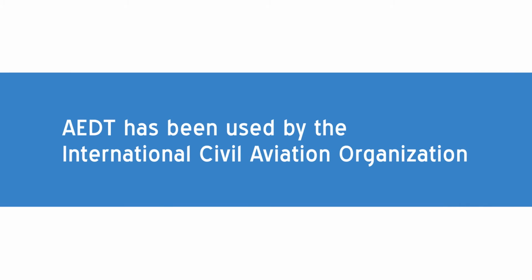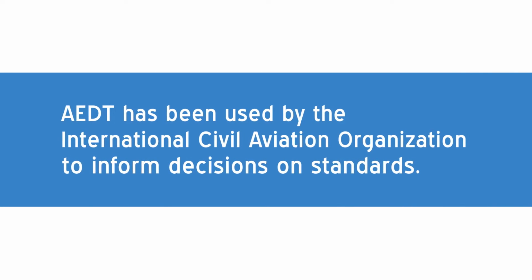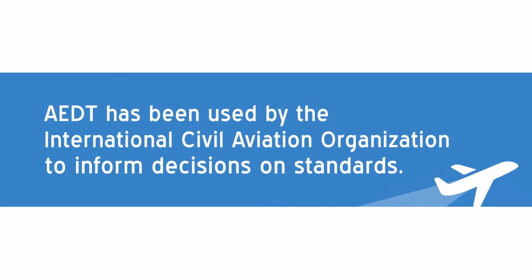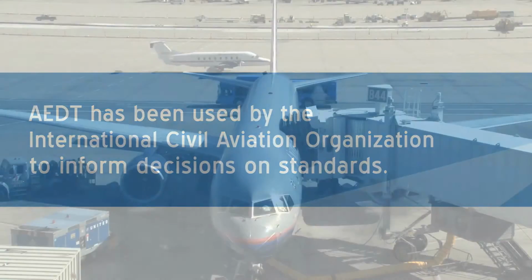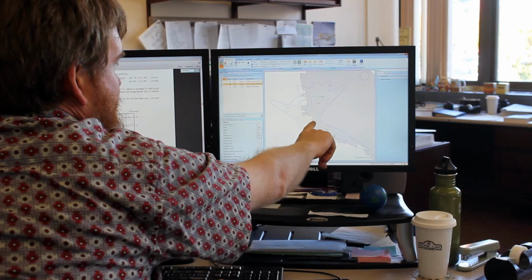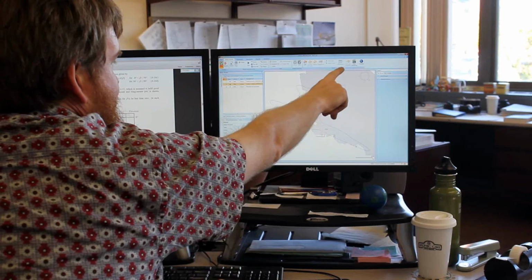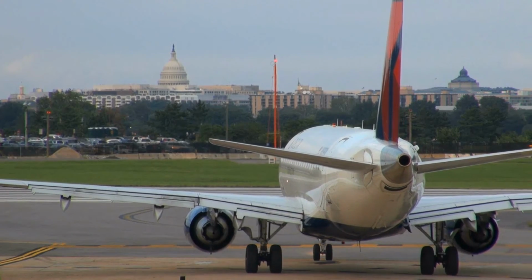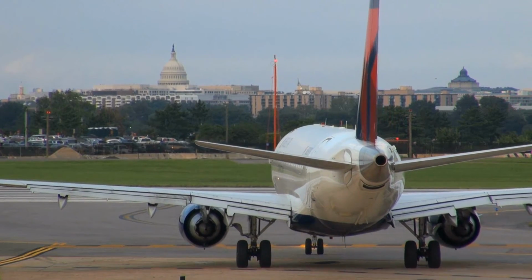We laid out the releases in a phased approach, and we actually released the global capability first. That has been used within the International Civil Aviation Organization to inform decisions on 2 standards. These assessments, they have a multi-billion-dollar impact on the aviation enterprise. Going forward, AEDT will continue to inform policymakers and decision makers regarding environmental consequences.